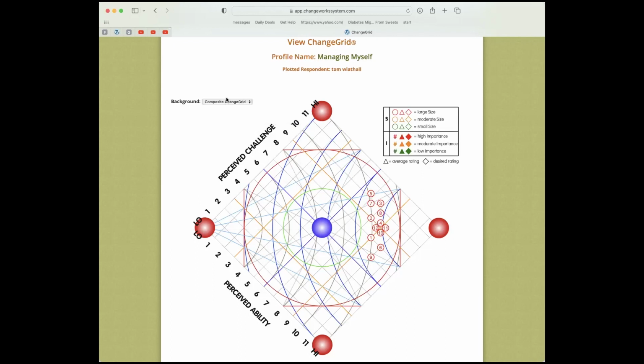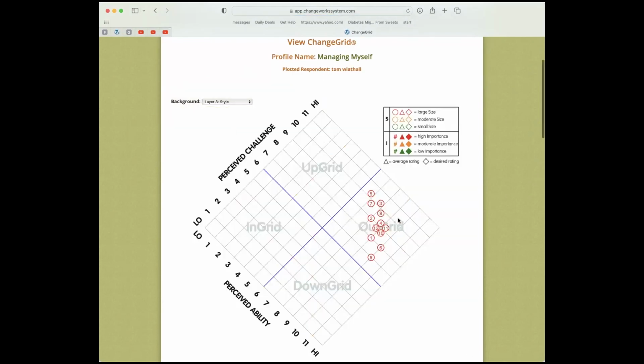For example, I'll look at style first. So change that background. He's outgrid about everything. Outgrid is where the driver energies really live. And so we could say Tom is very much experiencing a driver energy across all the things. Notice that they're all red numbers. The color of the number is a reflection of the importance, so he considers these all to be important enough. And you'll notice that the circles are also all red, which indicates that he thinks they're all pretty big things that need to really be done.